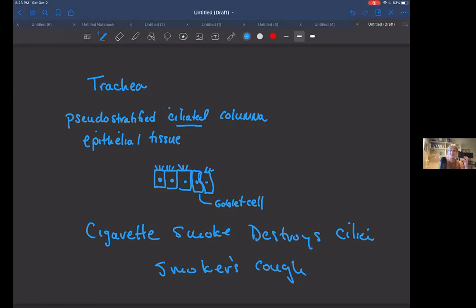So again, this is still part of the conducting zone, not part of the respiratory zone, because in the trachea, we still do not have gas exchange.